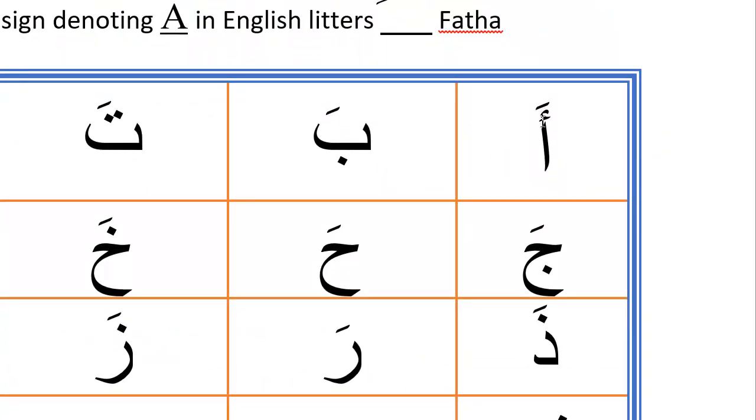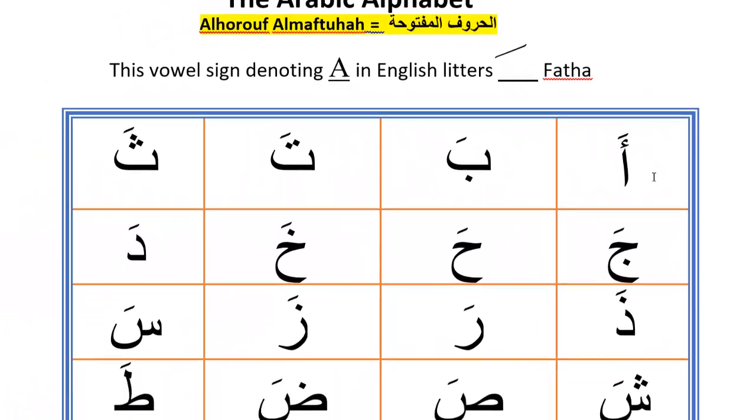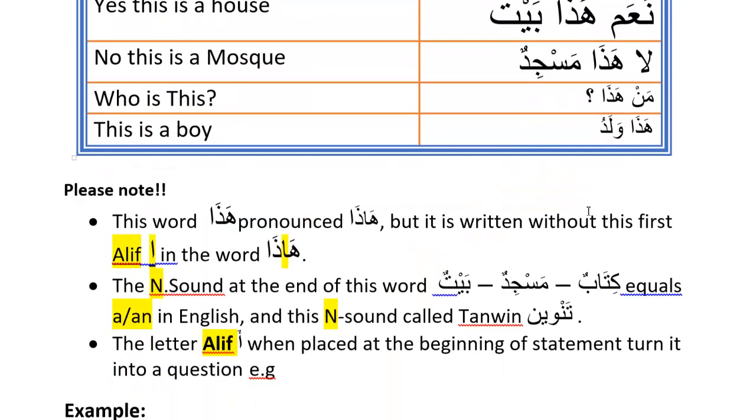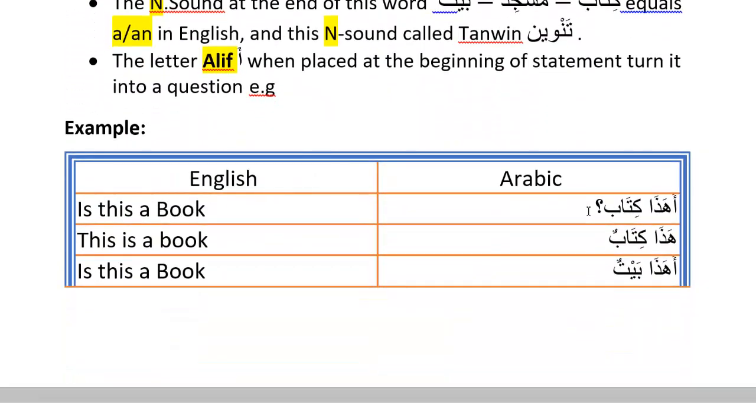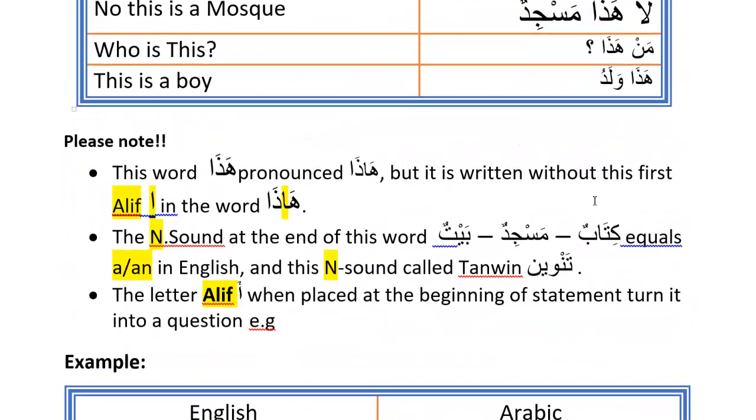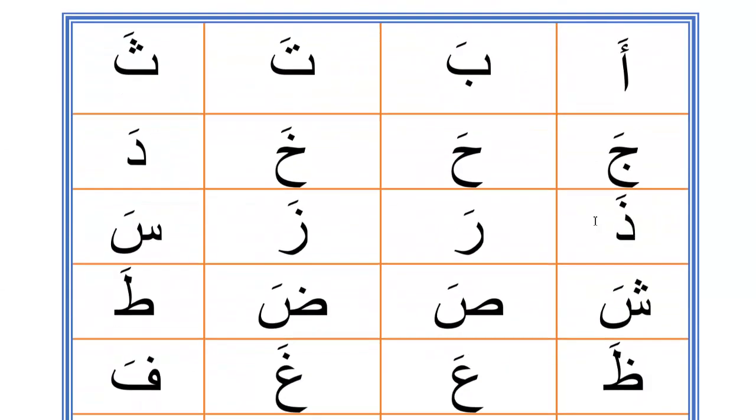Next step today, the Arabic alphabet with Fatha. Already explained to you what Fatha means and how to pronounce the Arabic letters with Fatha. Here are some examples. Later I will share with you some vocabulary from Arabic to English. Just please try to learn and practice this alphabet with Fatha.